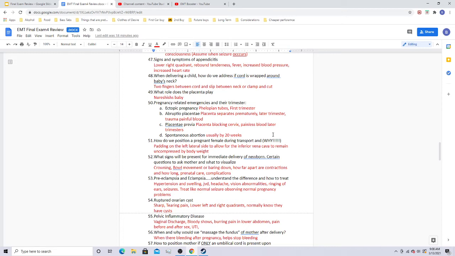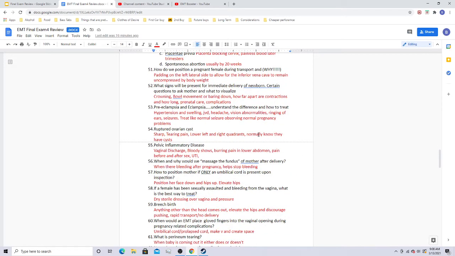There's the abruptio placentae, where the placenta separates prematurely. This occurs in later trimesters, and is generally associated with trauma. This is your more painful bleeding. Placenta previa is where your placenta is blocking the cervix. This is painless blood in the later trimesters. Spontaneous abortion, also known as miscarriage, usually occurs by 20 weeks. After that it's generally a stillbirth.